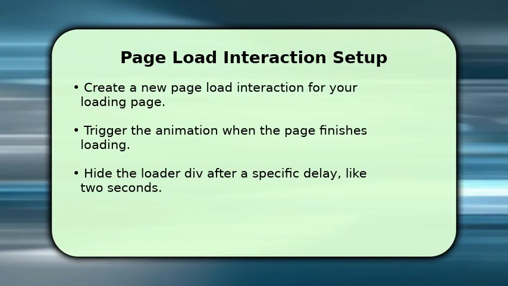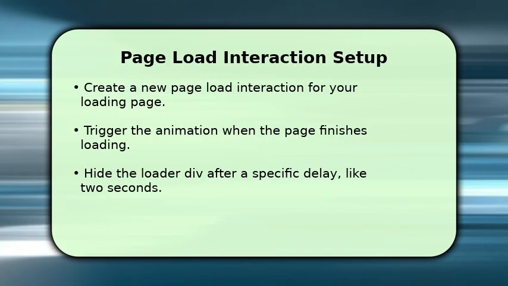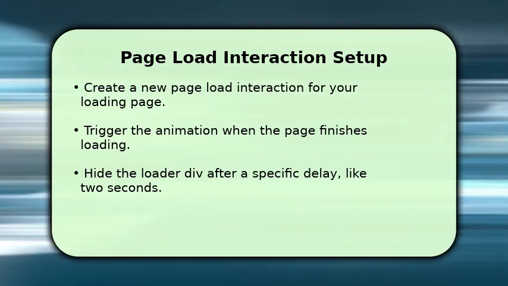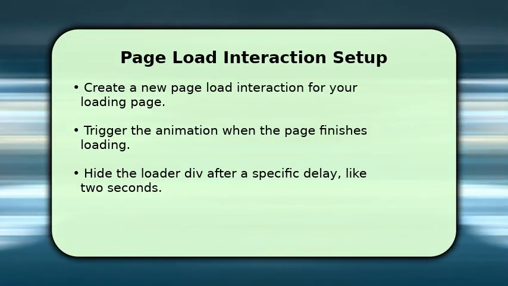Now, we'll connect this to a page load interaction. Go to the Interactions panel and create a new page load interaction. Select when page finishes loading as the trigger. For the Page Loader div, set an initial state of 0% opacity. Then, add an animation step to fade it out to 0% opacity over 500 milliseconds after a delay of about 2 seconds. This ensures your content is ready before the loader disappears.